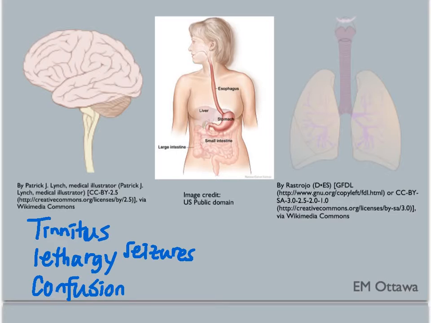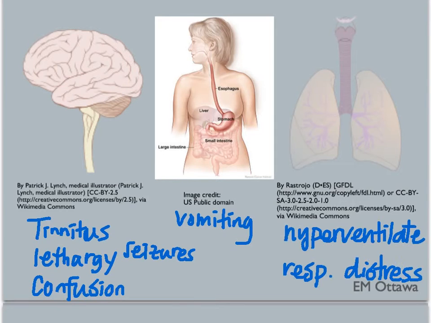For the GI tract, patients often complain of nausea and vomiting. They can often lose quite a bit of volume from the vomiting alone. For the respiratory system, patients complain of or show hyperventilation and gradually can go into respiratory distress.